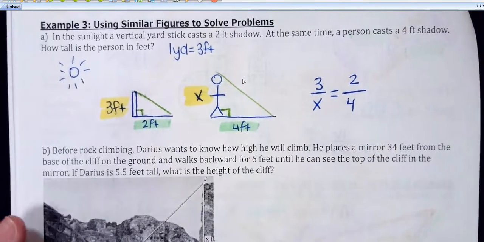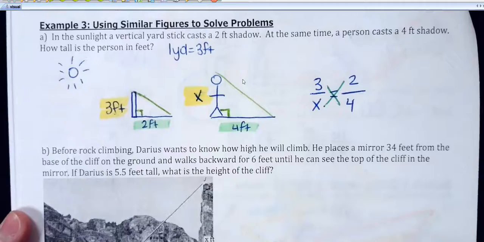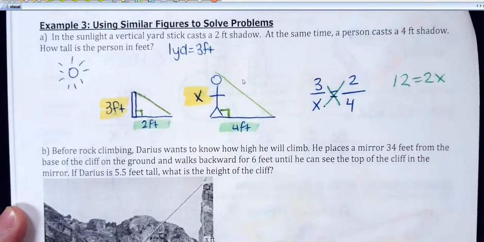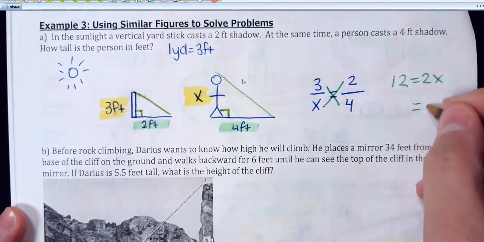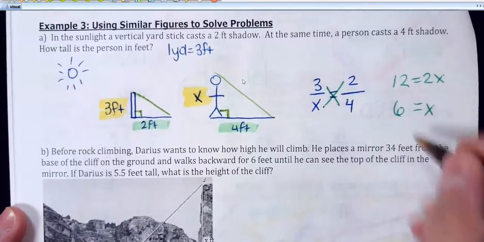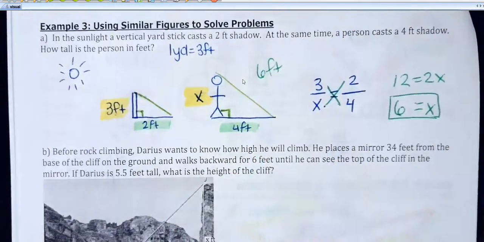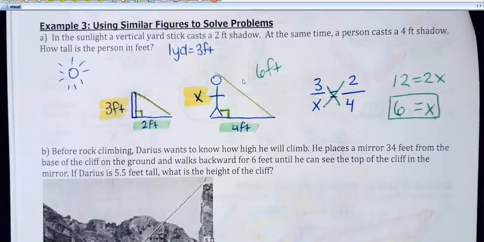There's just a lot of different ways you can set these up. If I do my cross products here, I should end up with 12 equals 2 times x. And then I'm just going to divide by 2 real quick. So x would be 6. So that means this person is 6 feet tall. Once you set up the picture, it's usually not really bad to solve it. It's trying to set up the picture from the description.